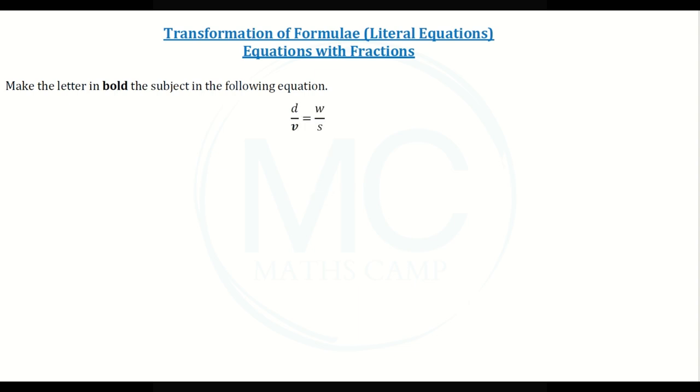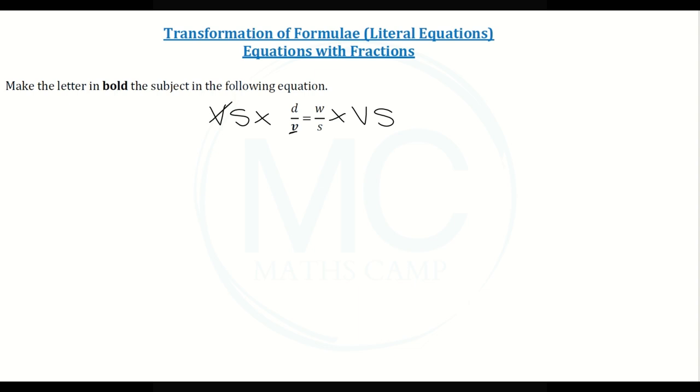Let's do another one. Here we have d over v is equal to w over s. V is our bold letter, but we have two denominators, v and s. So we need to multiply both sides by v and by s. So I'm going to say v and s, multiply by this side, and this side, v and s. And now we can cancel.